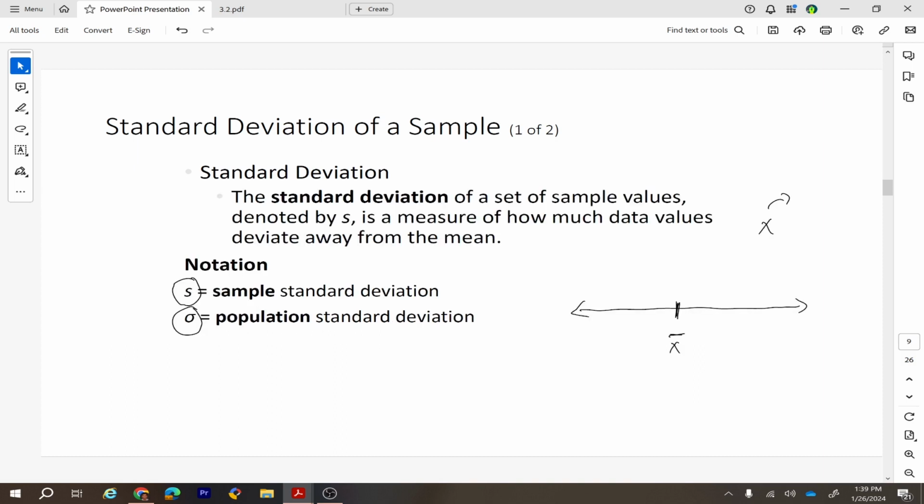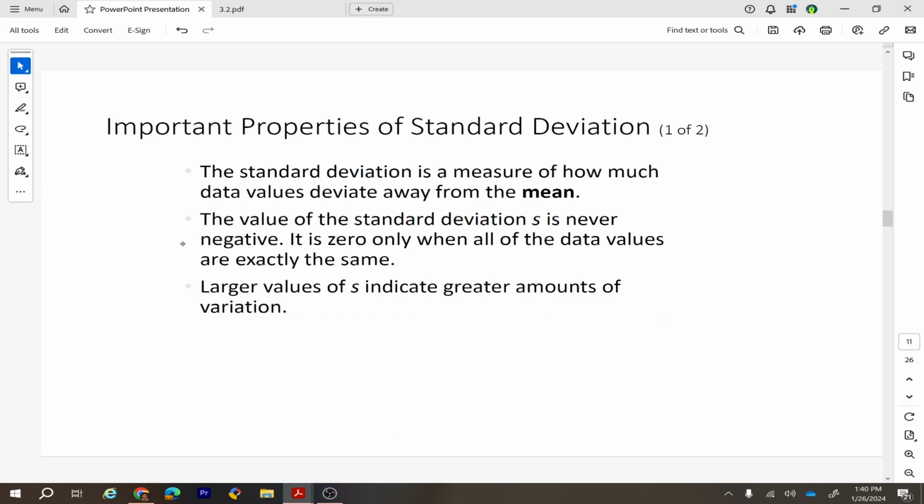So one more time, standard deviation is a measure of how much data values deviate away from the center. If X is the data value, then how much it is deviating from the center, we can measure that by finding a number called the standard deviation. Standard deviation is a measure of how much a data value deviates from the mean. That's the most important thing.